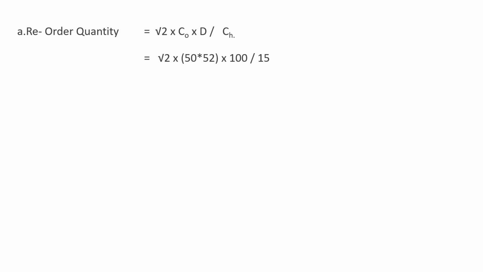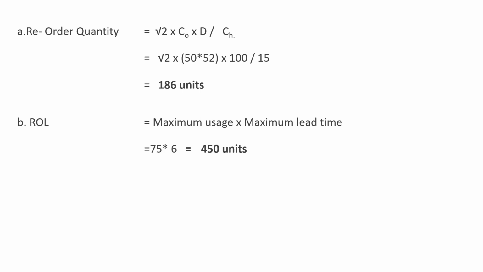That is the cost of holding. Then we have to get the square root of the whole thing. So you will get ultimately 186 units as the reorder quantity. Then the next one is we are going to calculate the reorder level. For that, we have to use the maximum usage into maximum lead time. Here, maximum usage is 75 and maximum lead time is 6 weeks. Ultimately, we are getting 450 units as the reorder level.